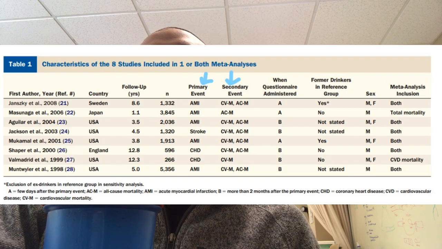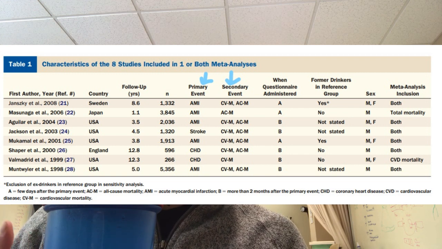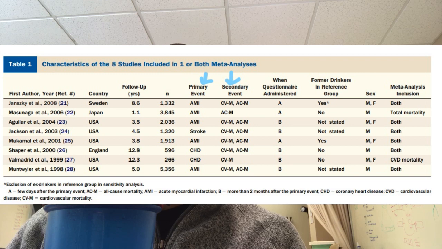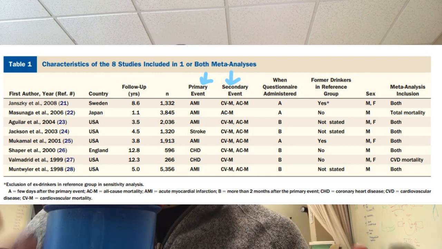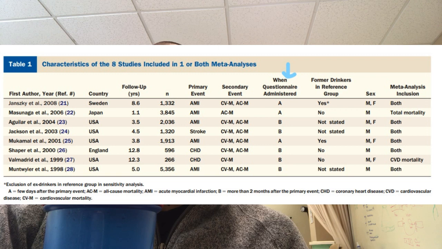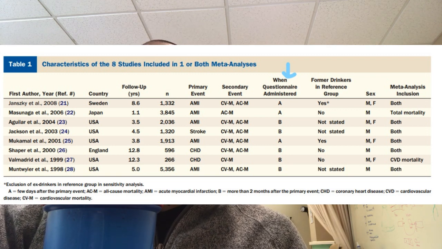Secondary event is whether the study examined if the patients who had cardiovascular disease died from cardiovascular causes, or just died; if they measured whether they died and how come they died. And questionnaire administered, A and B. If you look to the bottom, A and B refers to when a questionnaire was administered. Why would you want to administer it? Just to ask them, like, how often do you drink alcohol?